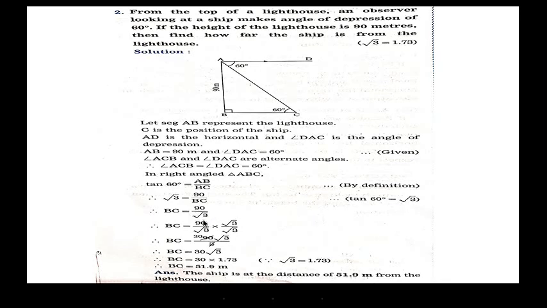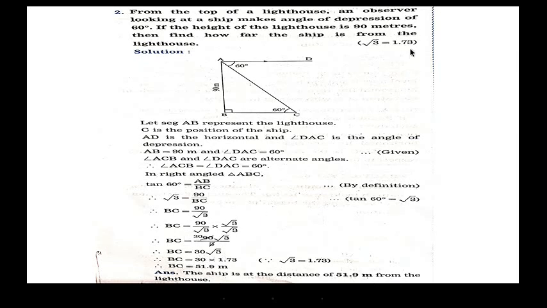Whenever we have a root sign in the denominator, we rationalize the number. So 90 upon root 3, multiply by root 3 in the numerator and denominator. So this will give us 90 root 3 upon 3. So we can reduce, 90 divided by 3 will give us 30. So BC will be 30 root 3.